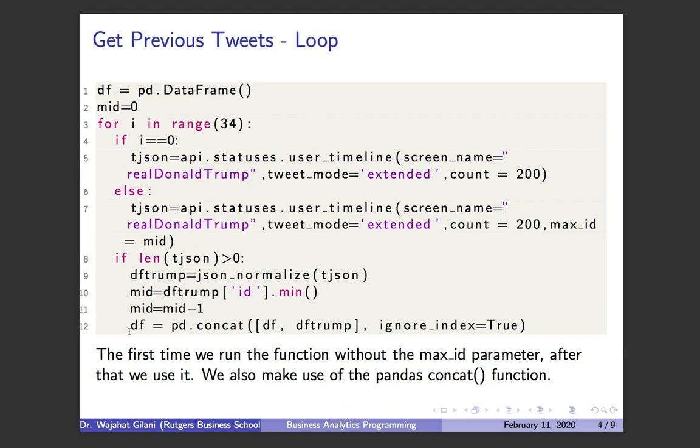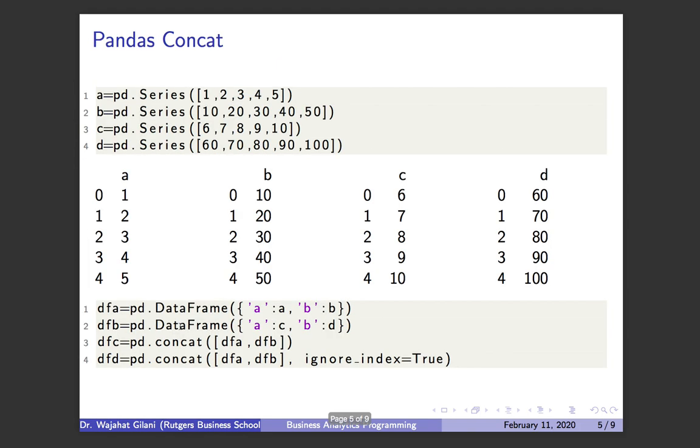So here I'm going to show you this cool little concat function from the Pandas library that basically shows you how you can concatenate tables. All right, here's a simple example. Let's say I have this series right here, A, which is 1, 2, 3, 4, 5. Another series B that is 10, 20, 30, 40, 50. I have another series C that is 6, 7, 8, 9, 10. And then I have a series D, which is 60, 70, 80, 90, 100. So here's your series right here: A, B, C, D.